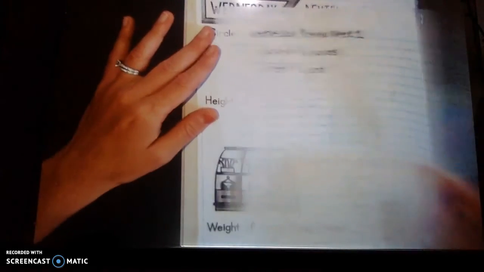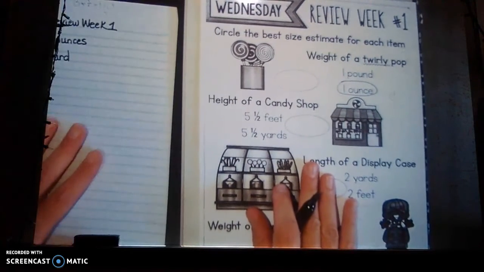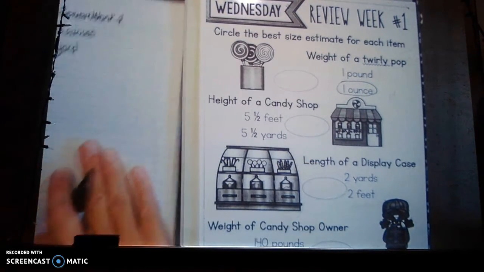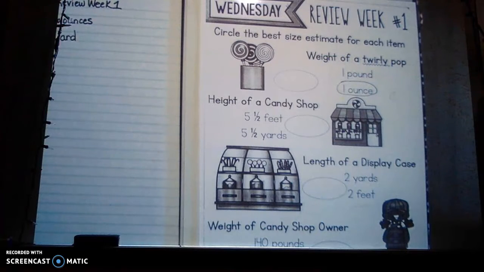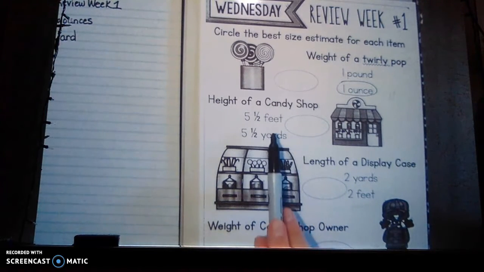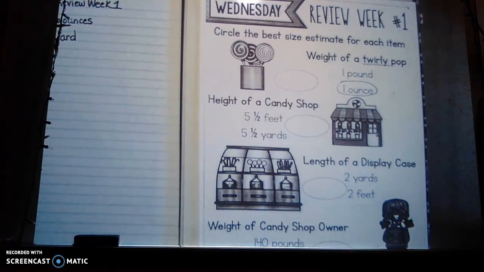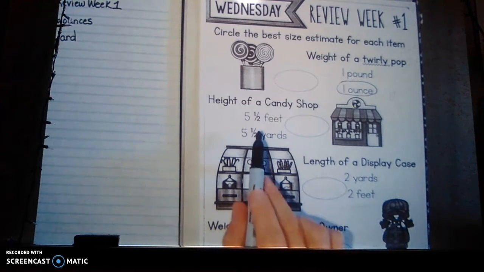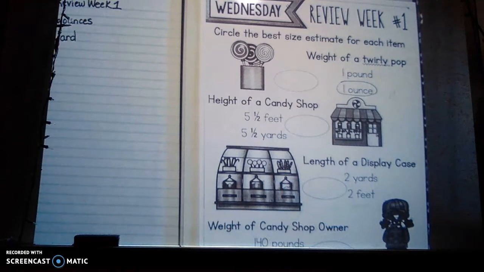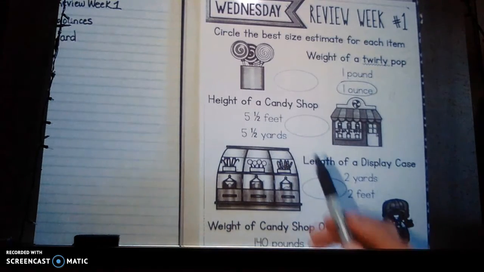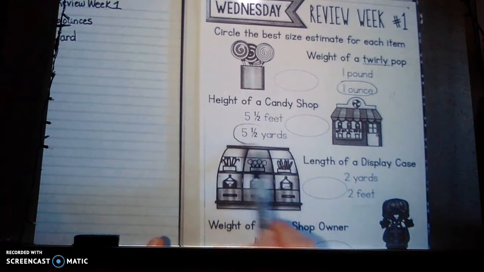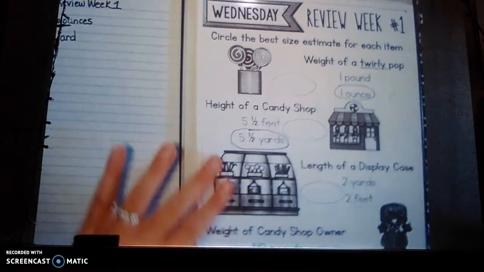But I also know a little bit more about feet because when we get measured at the doctor's office again, we're usually measured in feet and inches. So I'm about 5 feet 3 inches tall. And if I'm thinking about how tall I am, and then I'm thinking about how tall a candy shop would be, would I be shorter than a candy shop? Because this is saying 5.5 feet. No, a candy shop would be way taller than me. So it would make a lot more sense for that candy shop to be 5.5 yards.